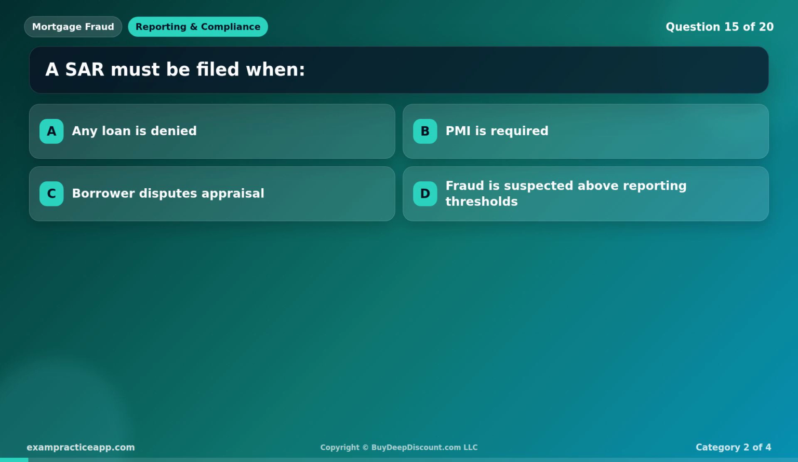Question 15. A SAR must be filed when, option A, any loan is denied, option B, PMI is required, option C, a borrower disputes appraisal, option D, fraud is suspected above reporting thresholds. Take a moment to choose your answer. The correct answer is option D, fraud is suspected above reporting thresholds. Explanation: Financial institutions must file SARs when suspicious activity meets regulatory thresholds.